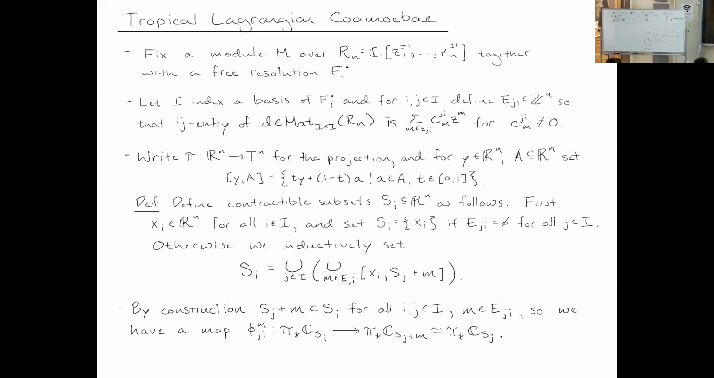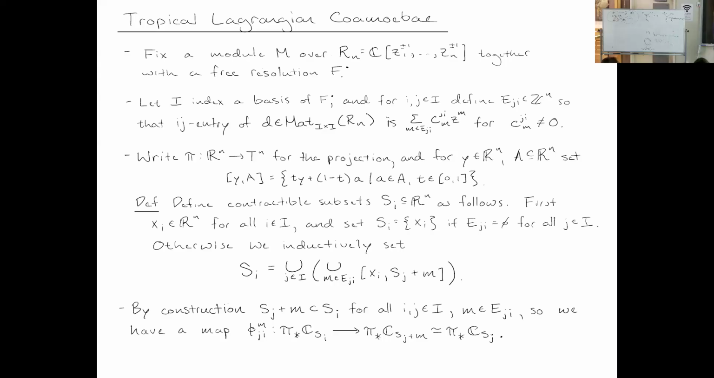They're all going to be things that were attached to some particular point. So I'm going to pick a collection of points first. I'll pick an x_i for each little i, a bunch of points in R^n. And now I build these S_i by descending induction on degree. Capital I is indexing elements of this resolution, a basis of the resolution. So every basis element has some degree.